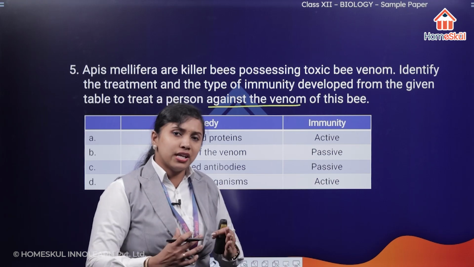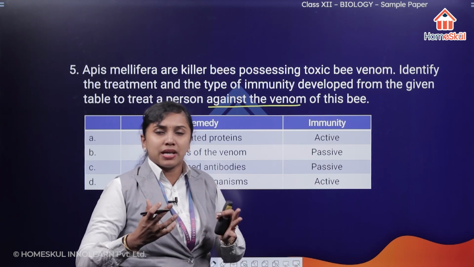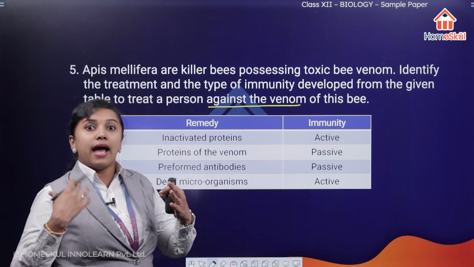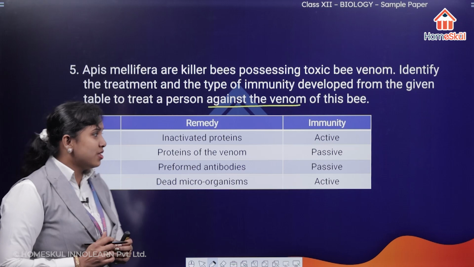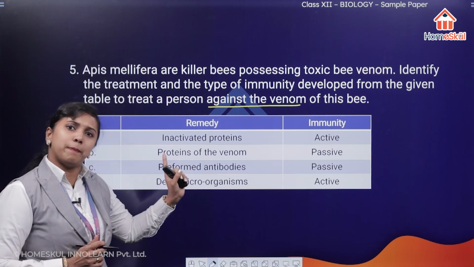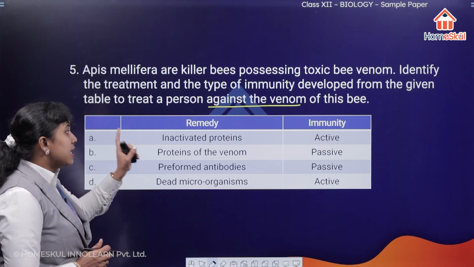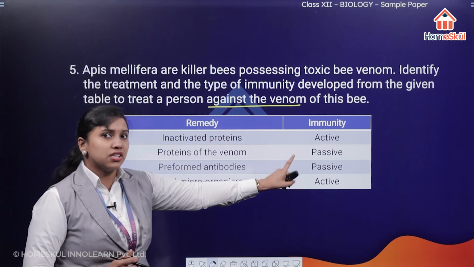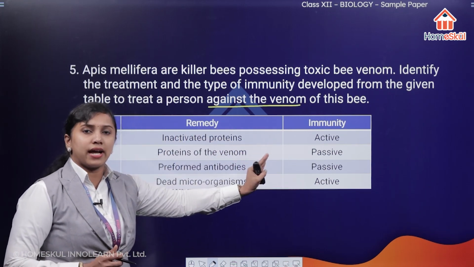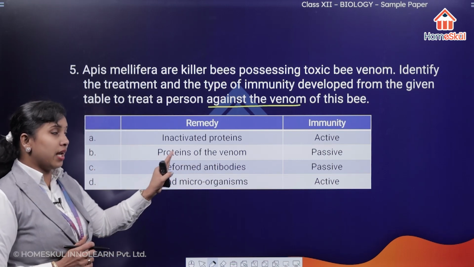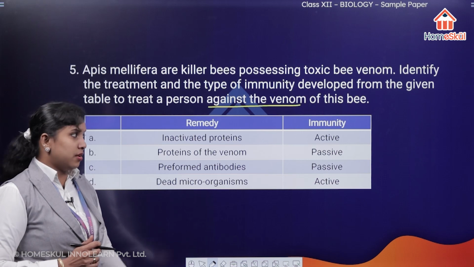So, we will definitely go for passive immunity, because we don't have enough time to wait for our immune system to act in that situation. So, we'll go for passive immunity only, right? Let us see the remedy. Inactivated proteins, active immunity. No, we will not go for active immunity because we don't have enough time, right? Then, proteins of the venom and passive immunity.